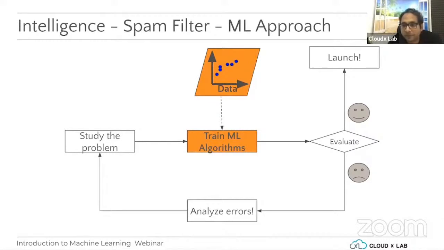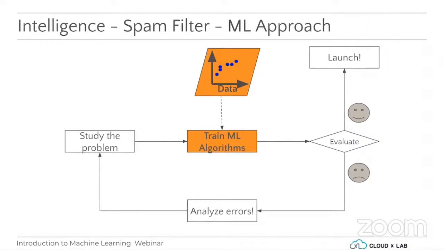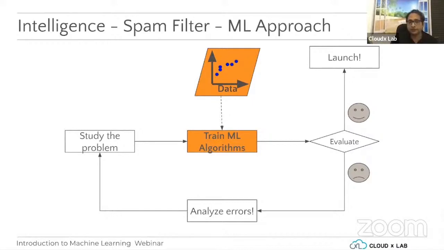The question is from Nimai: can a fresher get a job in the data science field? Yes, that's an important question. The quick answer is that today the machine learning and data science field has many, many roles to play. There are many kinds of jobs: a data engineer job, a data scientist job, a machine learning engineer job.